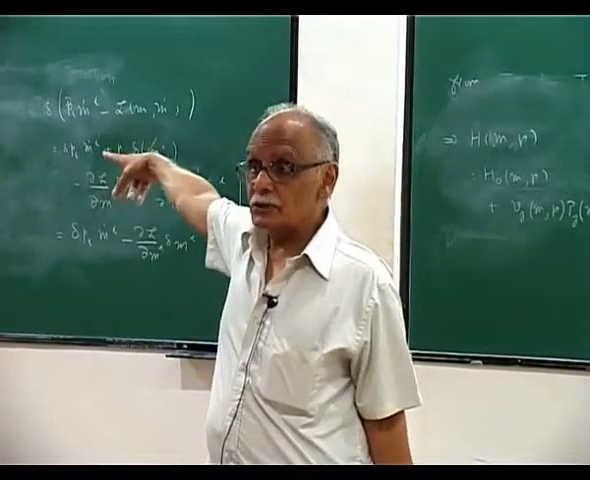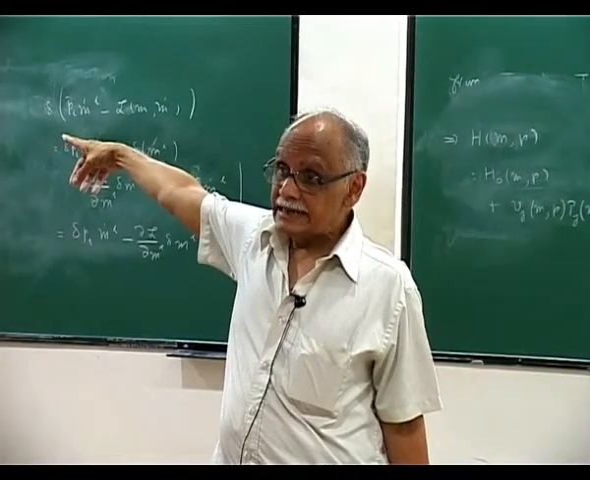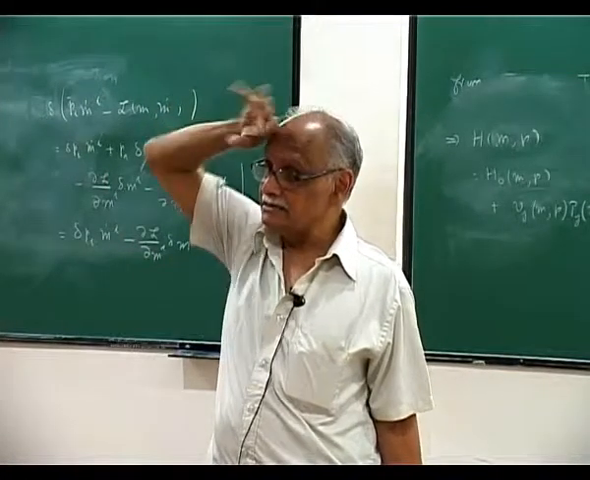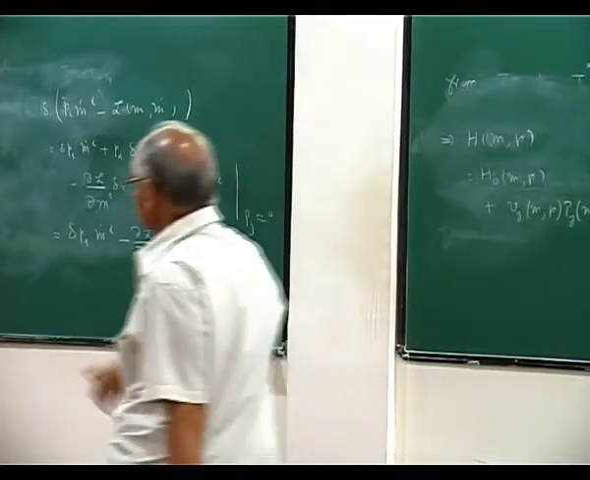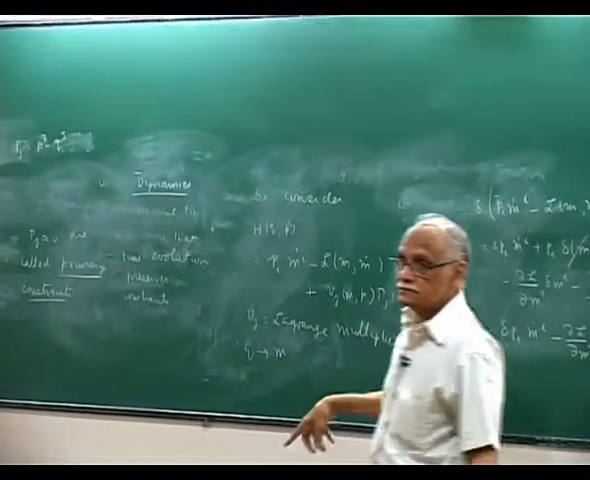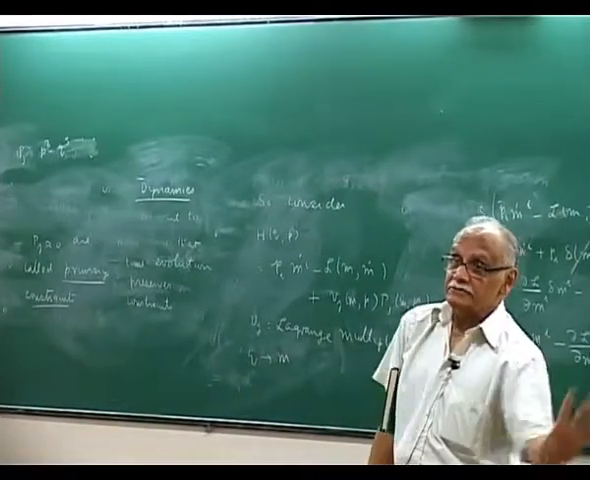So this has 0 Hamiltonian because it's first order in time, right? Whenever you have a first order action, the Hamiltonian by Legendre transform is 0. So this part here is 0. Only this is left, just the constraints. So the entire thing is coming from the constraints.